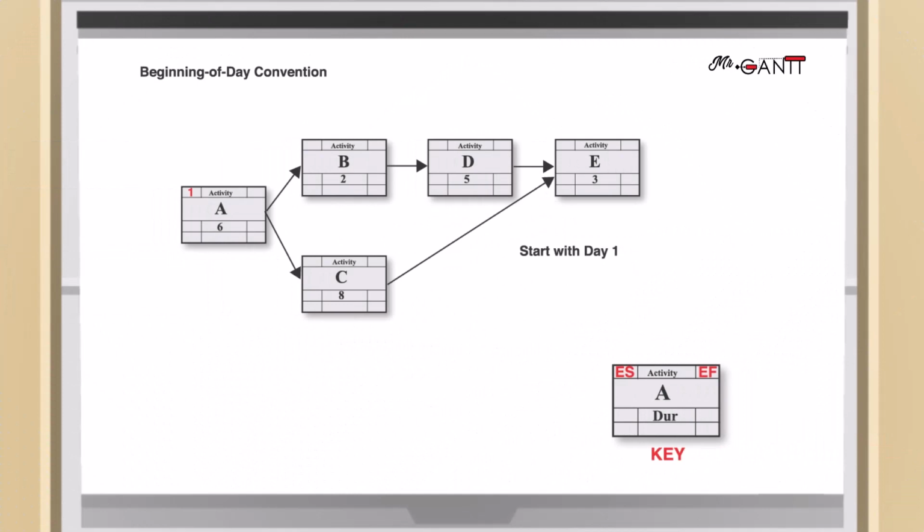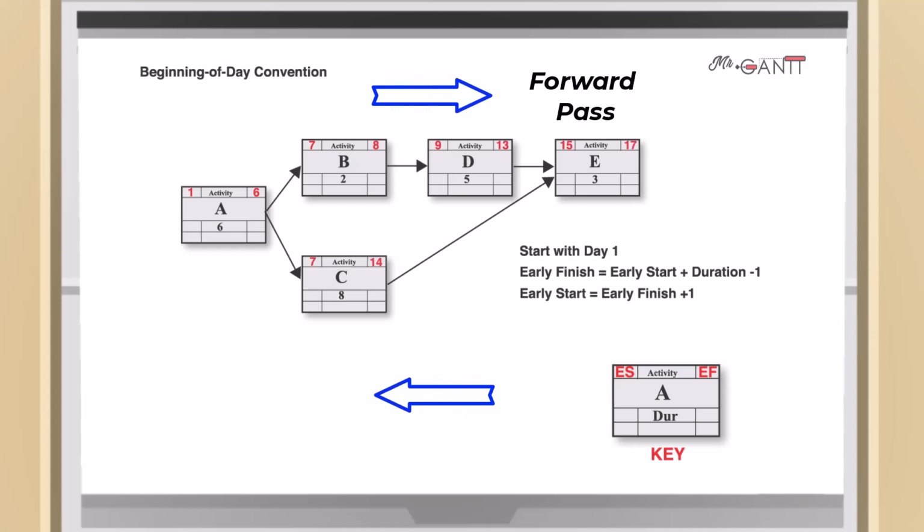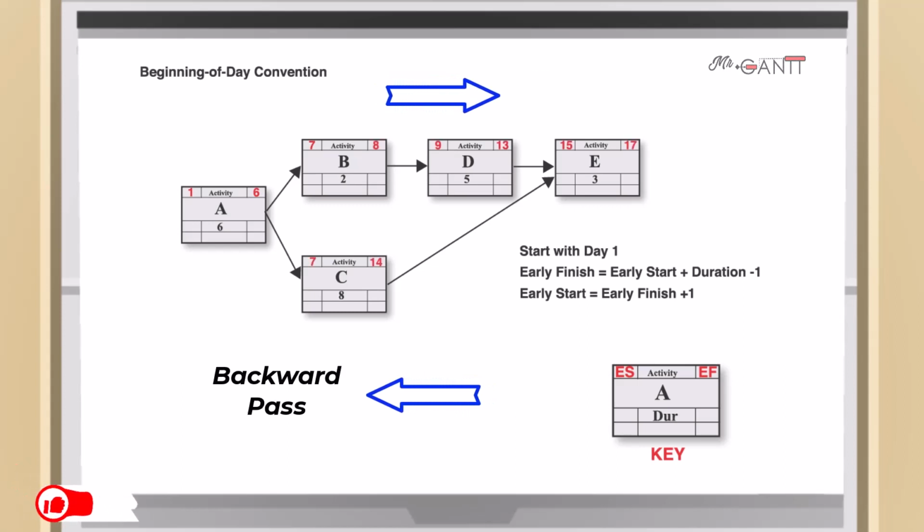In the figure, we basically start on day 1, so early start equals 1. Then, the early finish of activity A equals the early start plus the duration minus 1. The early start of the next activity is equal to the early start of the preceding activity plus 1. We go ahead to complete the forward pass, then the backward pass.